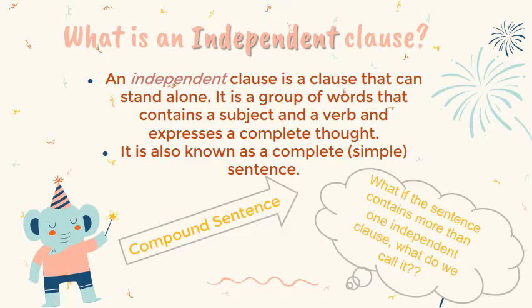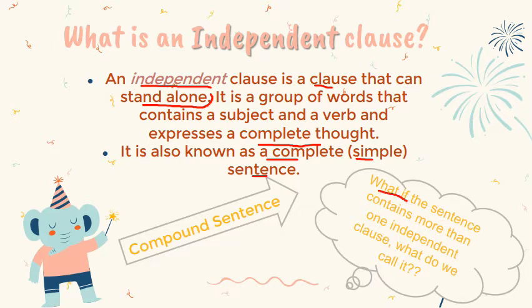What is an independent clause again? An independent clause is a clause that can stand alone. Okay, a sentence that can stand alone. I can understand what they mean. It's a group of words that contains a subject and a verb and expresses a complete thought. We are still repeating the same idea, so you can understand completely what we mean by independent clause. It's also known as a complete sentence, or as we said, simple sentence.